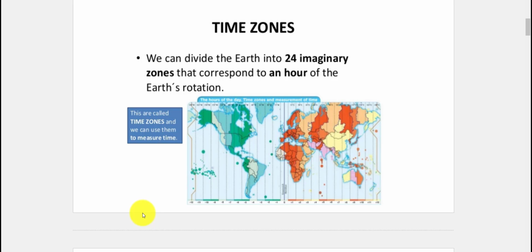Each of these correspond to an hour of the Earth's rotation. These are called time zones, and we use them to measure time. In general, each time zone represents 15 degrees of longitude. That is a very important rule to know as you work through the problems in this week's lab.